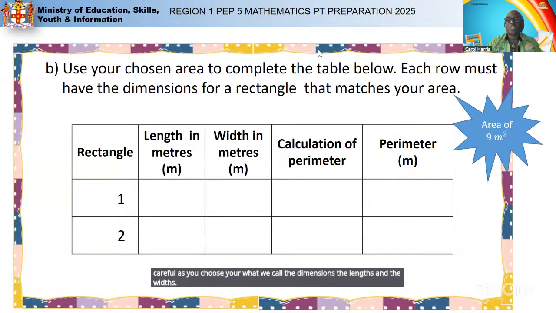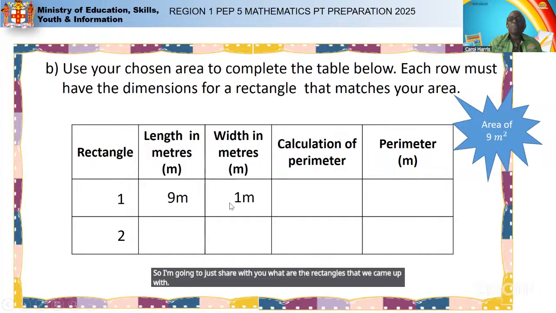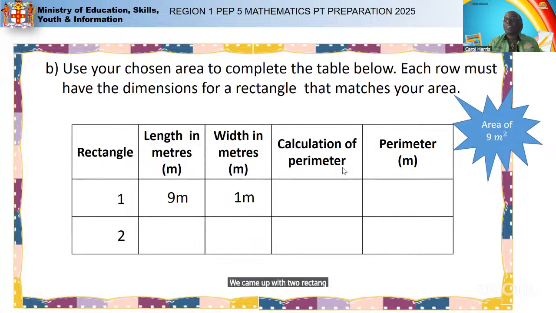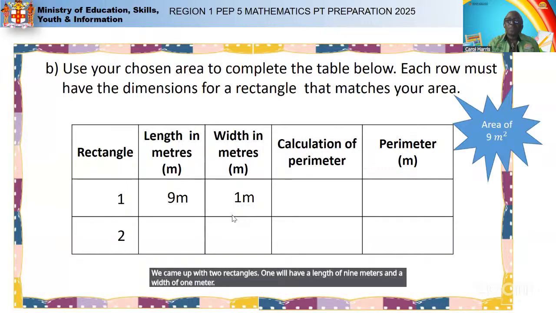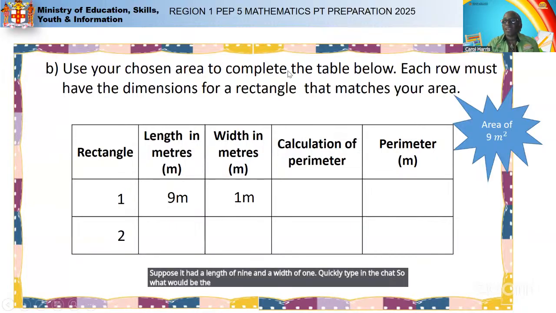So I'm going to just share with you the rectangles that we came up with. We came up with 2 rectangles. One will have a length of 9 meters and a width of 1 meter. Now, how would we calculate the perimeter for this one? Before I show you, suppose it had a length of 9 and a width of 1. Quickly type in the chat. So what would be the perimeter of that rectangle?